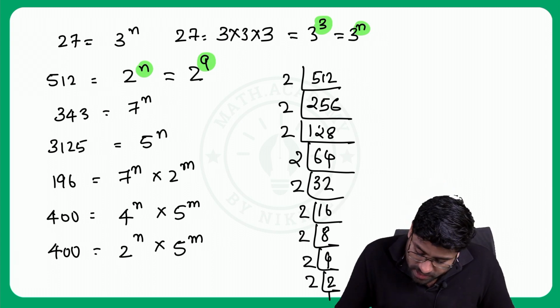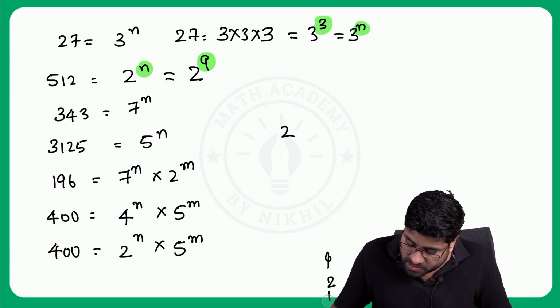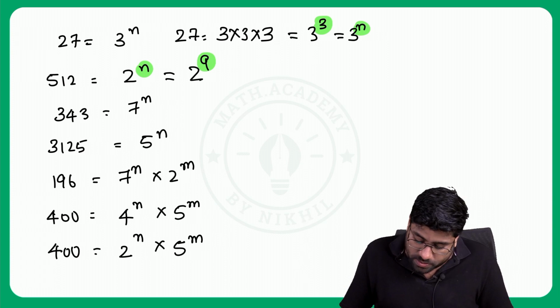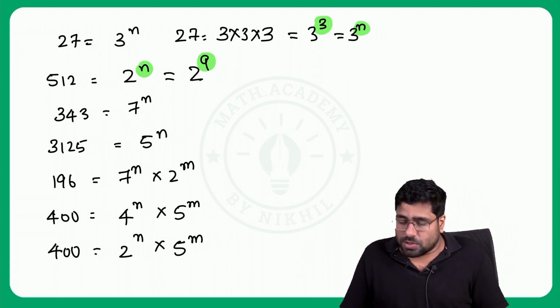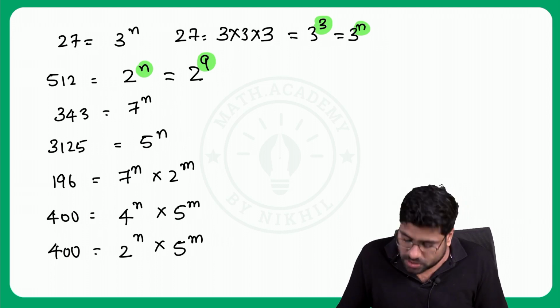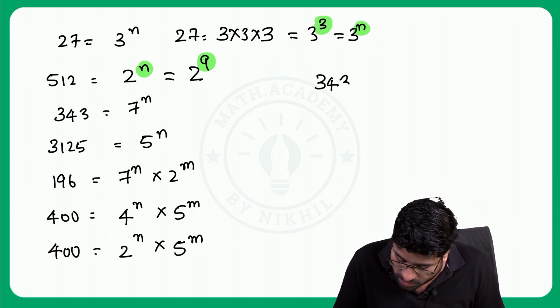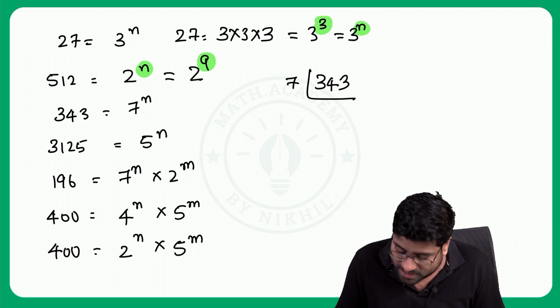So shall we move on to the next question, dear friends? I hope this question has been clear. We are moving on to the next question, and in the next question, you can see that we will be going ahead with the base. Only 7 is going to be your base. The 7 is going to be your base. So I'm going to write down 343, and I'm going to write 7 here.